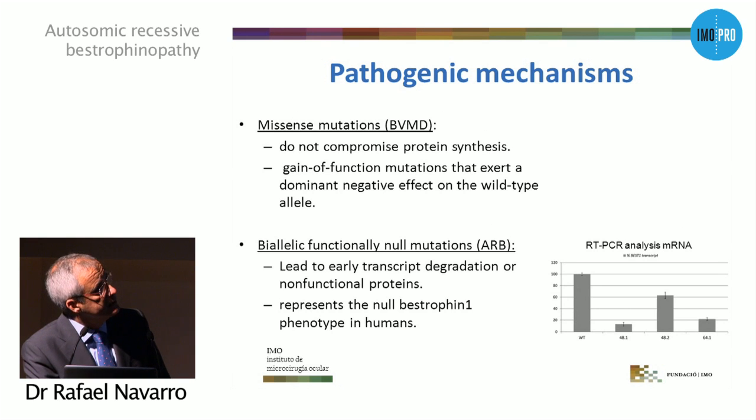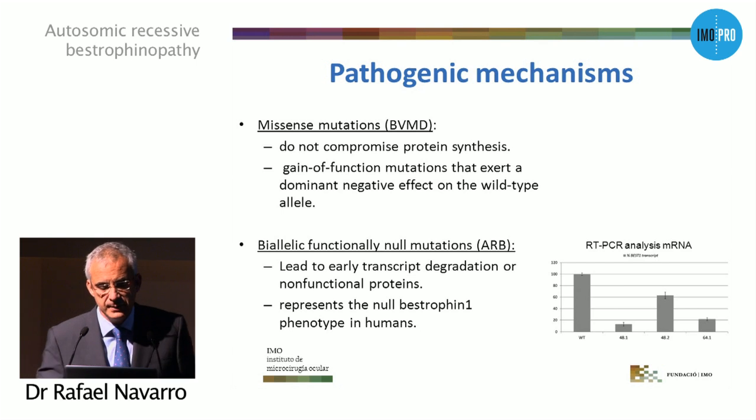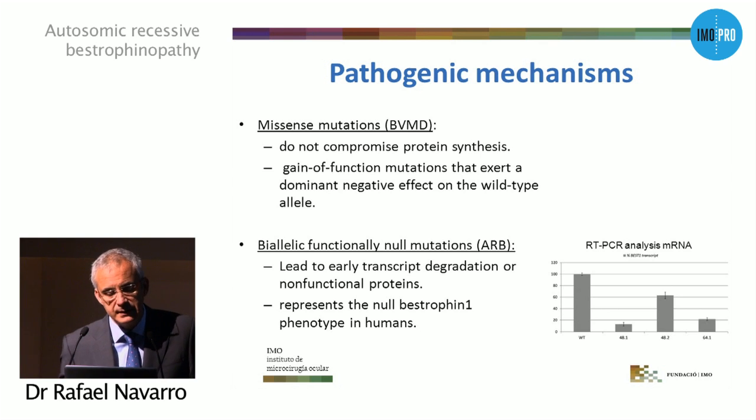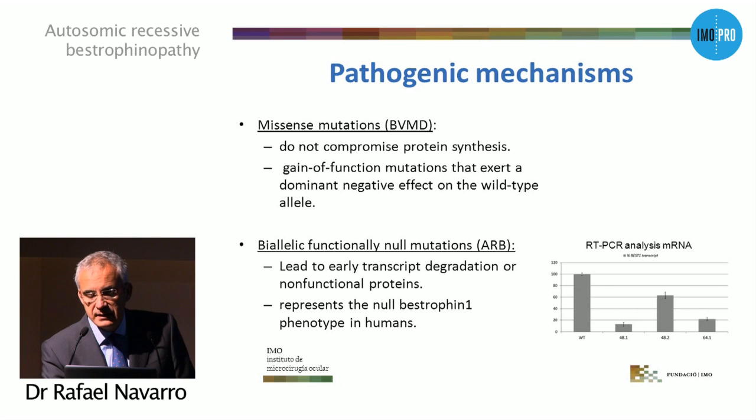What is interesting in this disease is that we have a biallelic functionally null mutation, which leads to an early transcript degradation or non-functional proteins, and this represents the null bestrophin-1 phenotype in humans. As you know, the BEST1 gene encodes the bestrophin-1 protein. We performed real-time PCR analysis of the messenger RNA, and we can find in our first two cases that the percentage of BEST1 transcript was very low, but in the sister, who was heterozygous for the mutation, we have 60% of bestrophin, although the phenotype was normal.